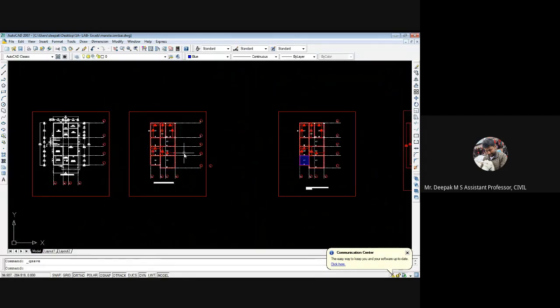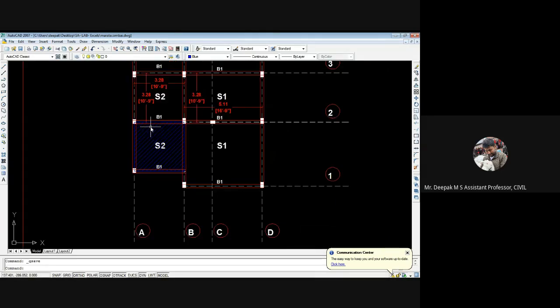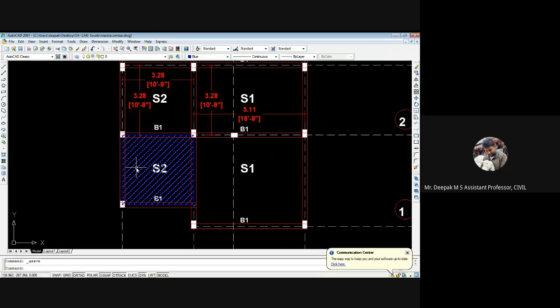In this plan, I am selecting this particular slab named S2. The center to center distance of this particular slab is 3.28 meters by 3.28 meters, and it is discontinuous on adjacent edges. So we'll come to the Excel sheet.